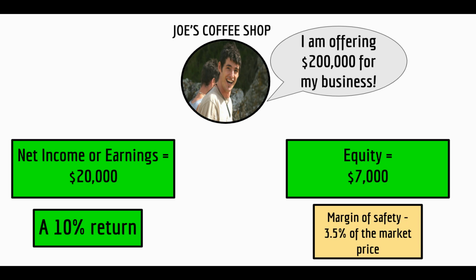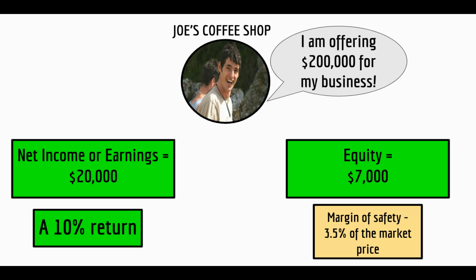And so we could think about it like this. Let's say today you wrote a check to Joe for his coffee shop for $200,000, eliminating all of the bureaucratic legalese and things like that. So you wrote him a check for $200,000, and then the next day the business closed, or the business went under, and you had to sell all your assets and pay off all of your liabilities. The only thing that you would have left would be that $7,000.